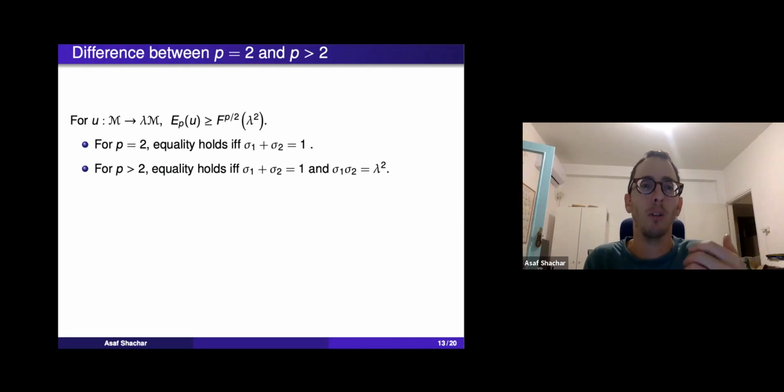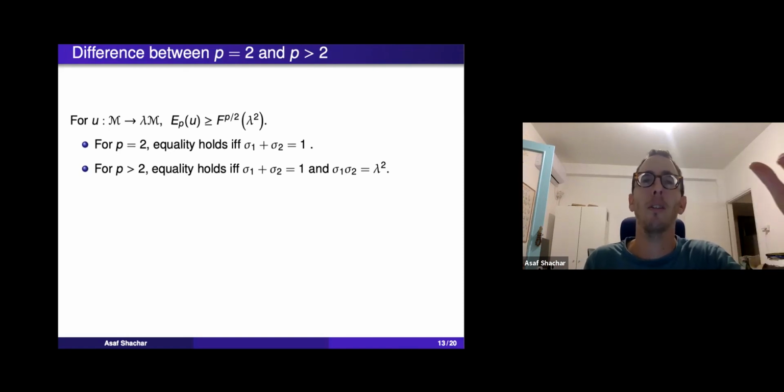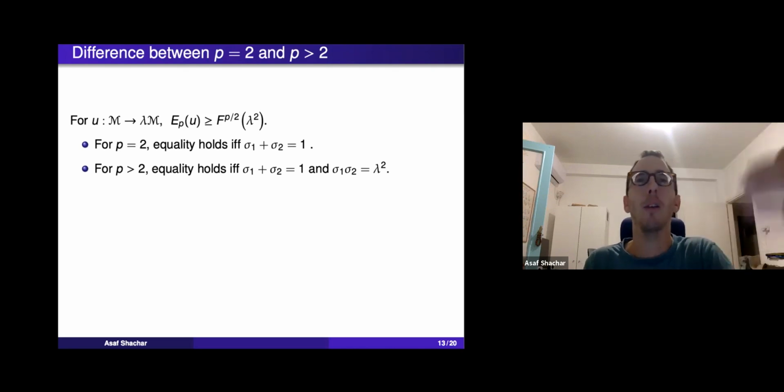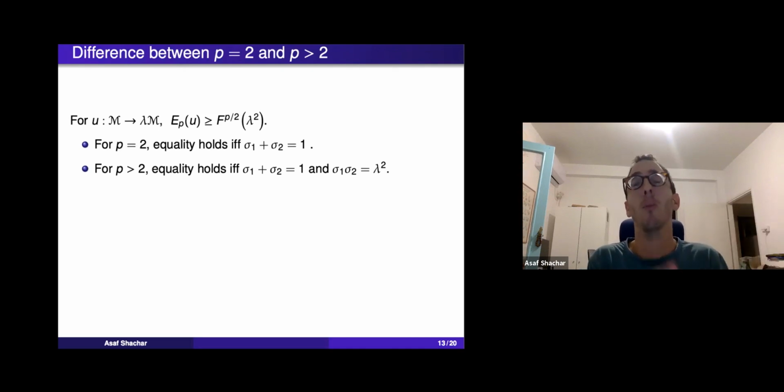So recall that there was a difference in the characterization of the minimizers between P equals 2 and P greater than 2. When P equals 2, U has an energy which is identical to the lower bound if and only if its sum of singular values equals 1. And for P greater than 2, equality holds if and only if the sum of singular values is 1, and the product is also constant, which equals the ratio of areas, which is lambda squared.